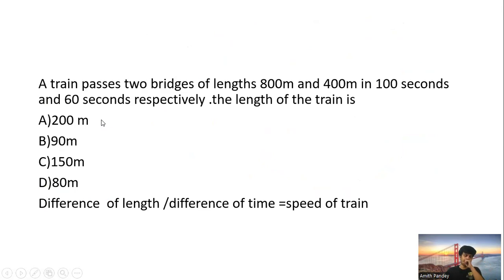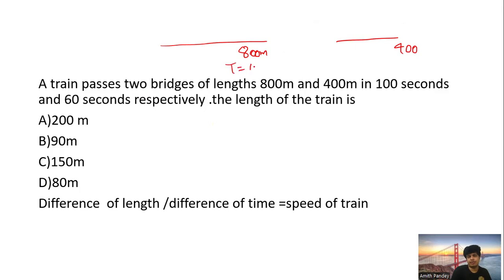Okay. Now, very easy, and even the formula is also given here to find out the speed of the train. See, a train passes two bridges. This is bridge one, which is the bigger one, and this is the smaller one. The length of this bridge is 800 meters. The length of the other is 400 meters. The time to cross the first bridge is 100 seconds, and the time to cross the second is 60 seconds. Fine.